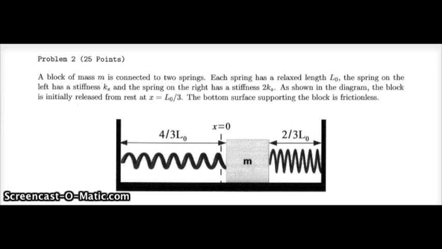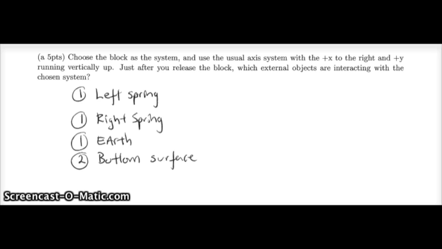As shown in the diagram, the block is initially released from rest at x equals L sub 0 divided by 3. The bottom surface supporting the block is frictionless. Part A asks us to choose the block as a system and use the usual axis system with a positive x to the right and positive y running vertically up.